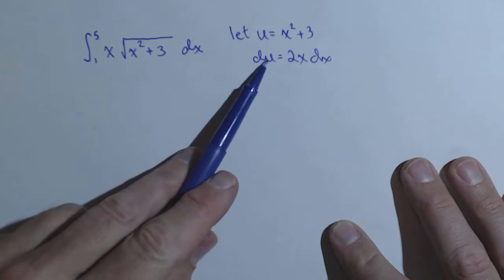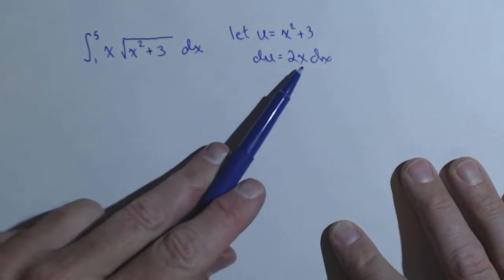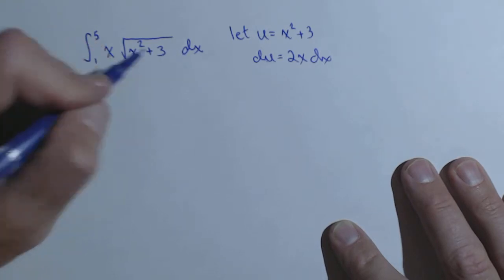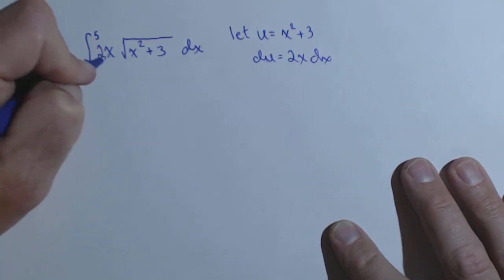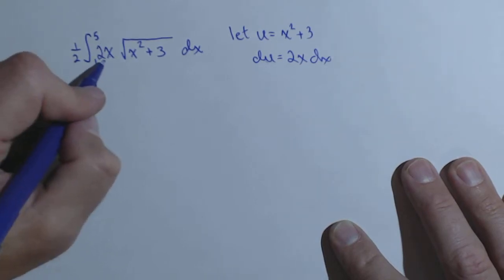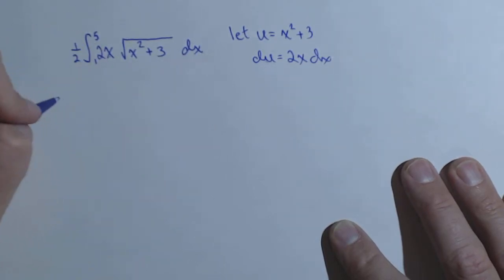Now, we need to get in our du, which means we need 2x dx inside our integral. I have x dx. Well, I can force a 2 in there, and I'll multiply by a 1/2 on the outside to compensate, and there's my 2x dx. So our substitution is going to be complete.